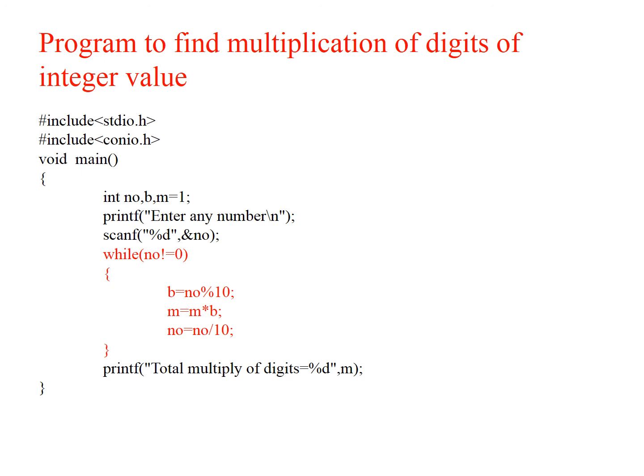The same procedure is carried out. And m is the variable where the final value of multiplication of the individual digits entered by the end user is stored. And that number is going to be printed at the last.